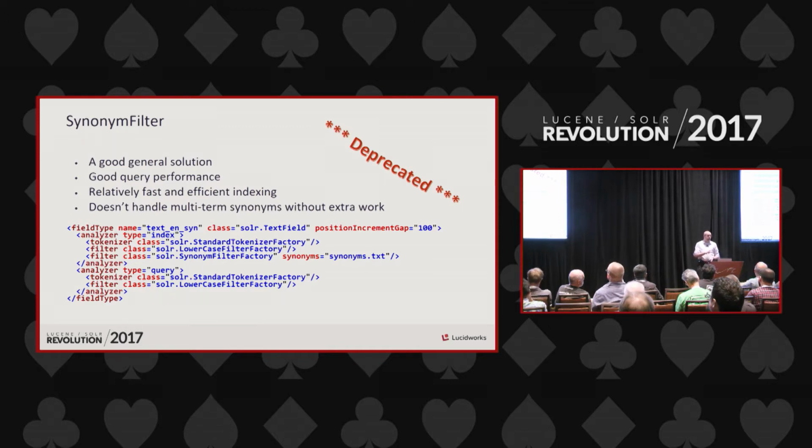Now, as of 6.4.1, this is deprecated, and you should move to the synonym graph filter instead. This is your Solr XML for configuring it, and I've shown both the index analyzer and the query analyzer. In most cases, you're only going to use one. You're not going to do the synonyms both at index time and at query time, with a few special use cases that we'll talk about, again, a little bit later in the presentation, really to solve that multi-word synonym problem.